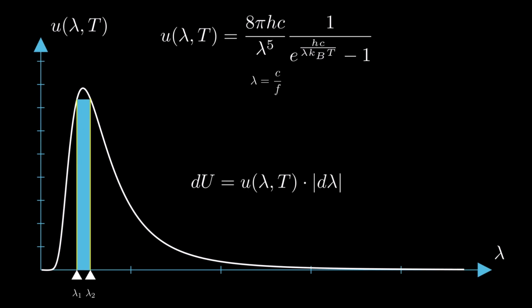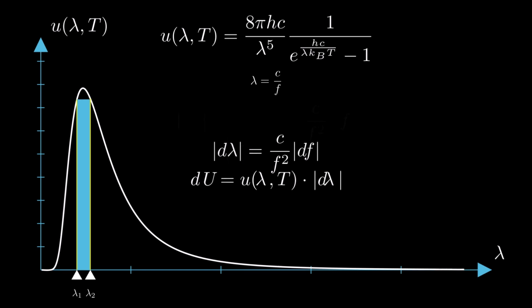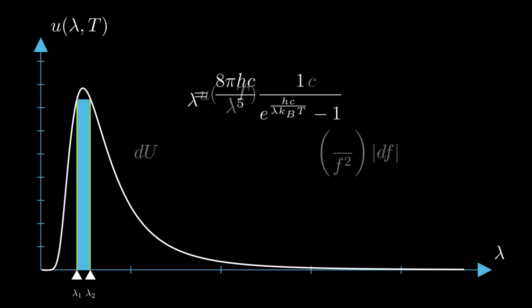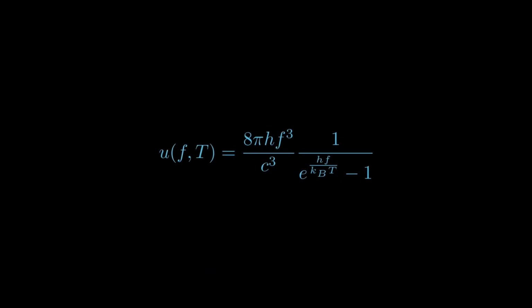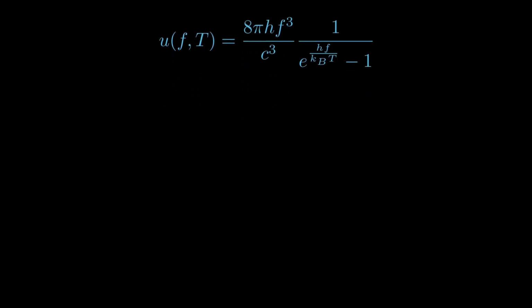For the lambda itself, we can directly replace it by c over f. As for d lambda, we must differentiate the wavelength-frequency relation with respect to f. Here, what matters to us is only the magnitude, so we took the absolute value. Now we plug this into the du equation. After some canceling, we get this relationship. And as we can see, this is Planck's law for energy density in terms of frequency.